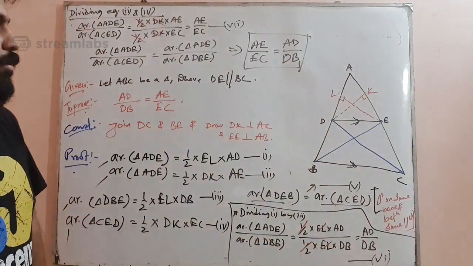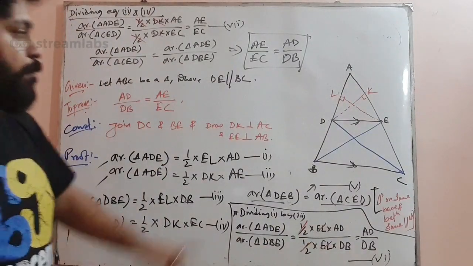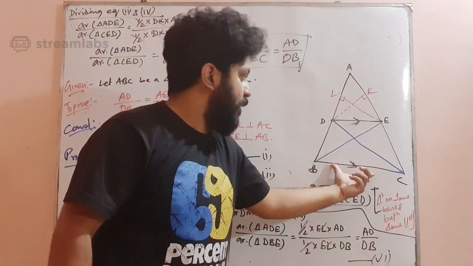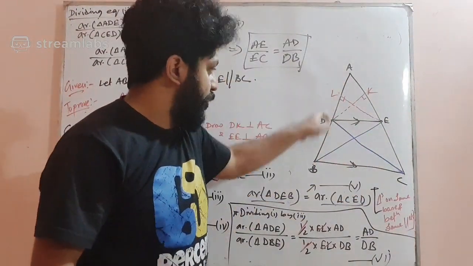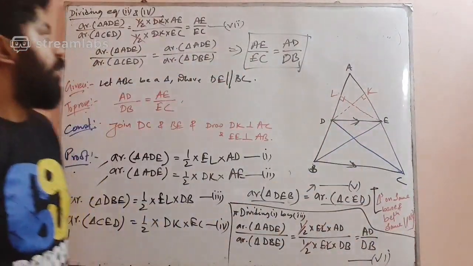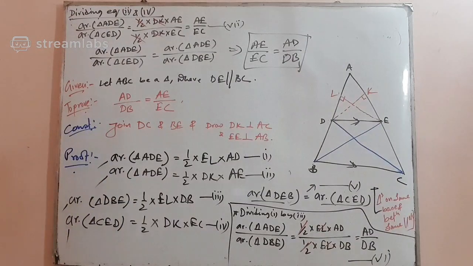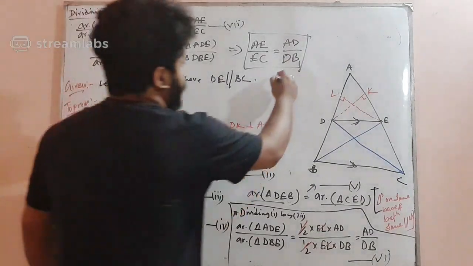Proved. What was required is proved: a line parallel to one side of a triangle divides the other two sides in equal ratio. AD by DB equals AE by EC. So that is our proof. Proved.